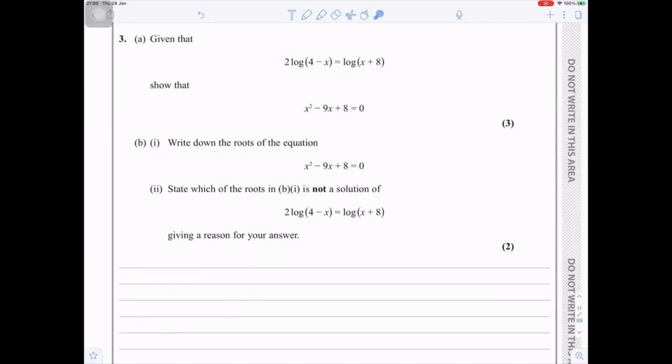State which of the roots in 3b is not a solution of 2 log bracket 4 minus x equals log bracket x plus 8, giving a reason for your answer.